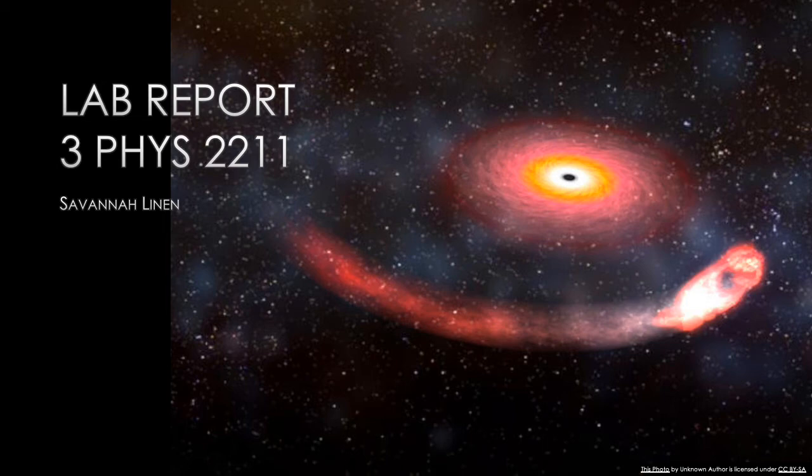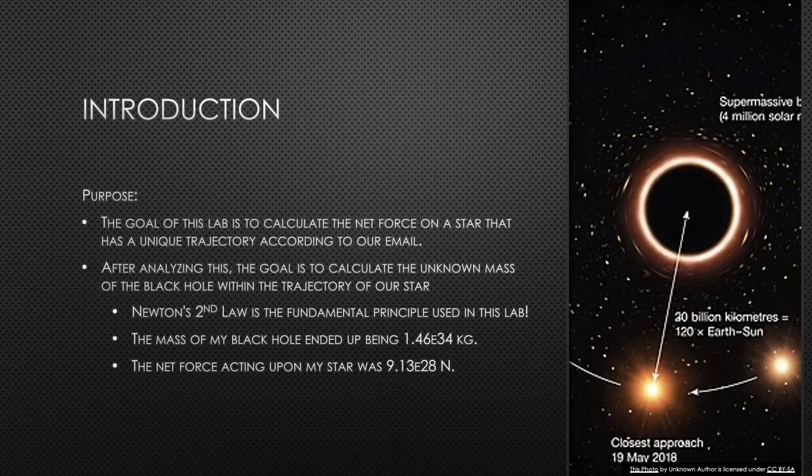My name is Savannah Lennon, and this is Lab Report 3 for Physics 2211. This lab was focused on calculating the unknown mass of an object as well as the net force acting upon a star that has a unique trajectory according to our email.